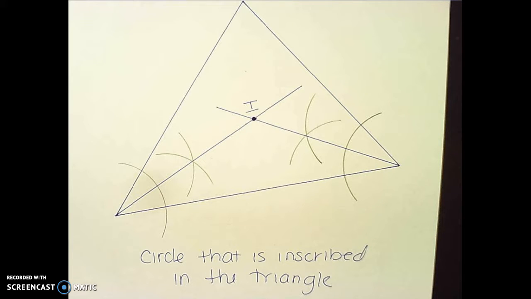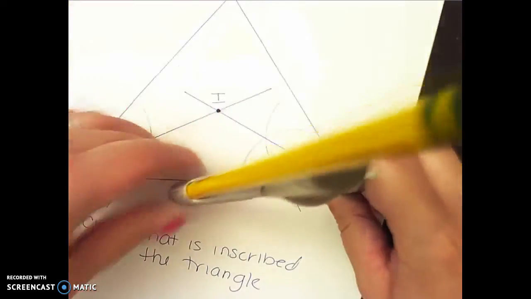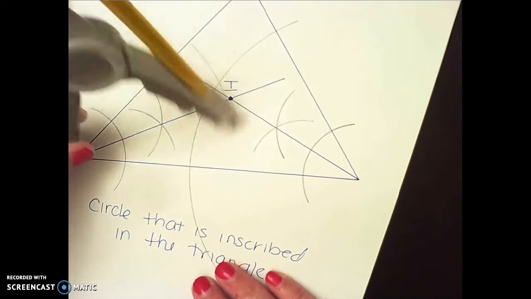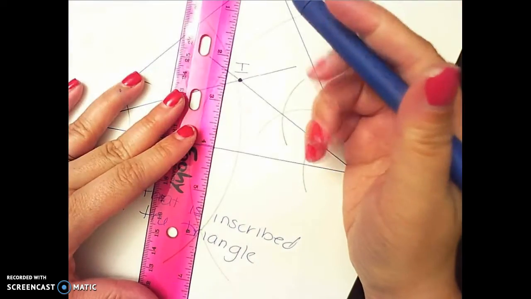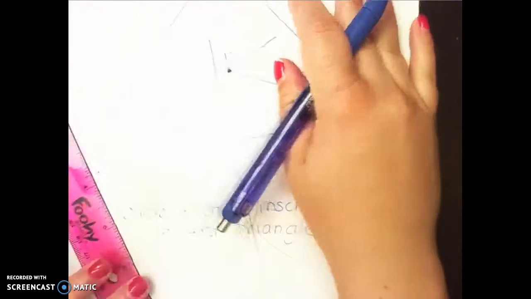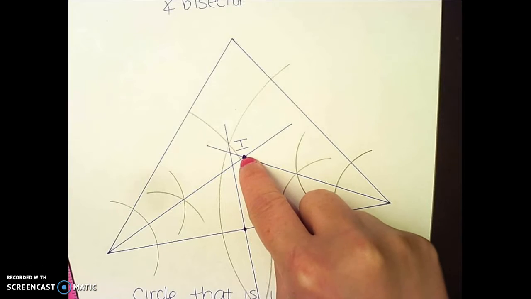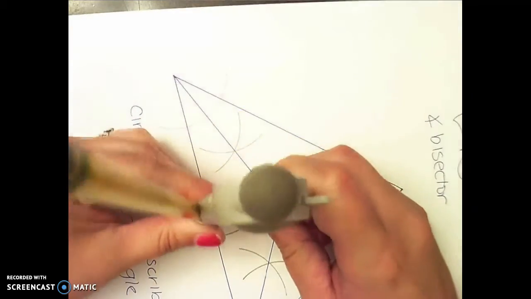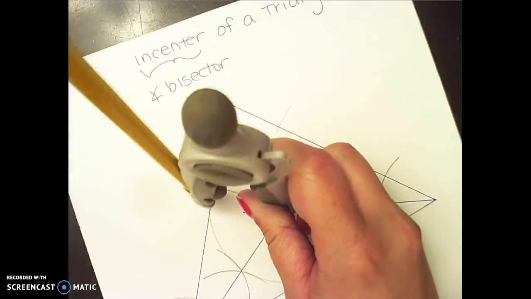We can pick any side of the triangle. I'm going to use this side right here. So there's my perpendicular bisector, and here's my midpoint. So we're going to use I as the center of our circle, and we're going to measure to our midpoint to get our radius. Okay, and then we're going to draw that circle.